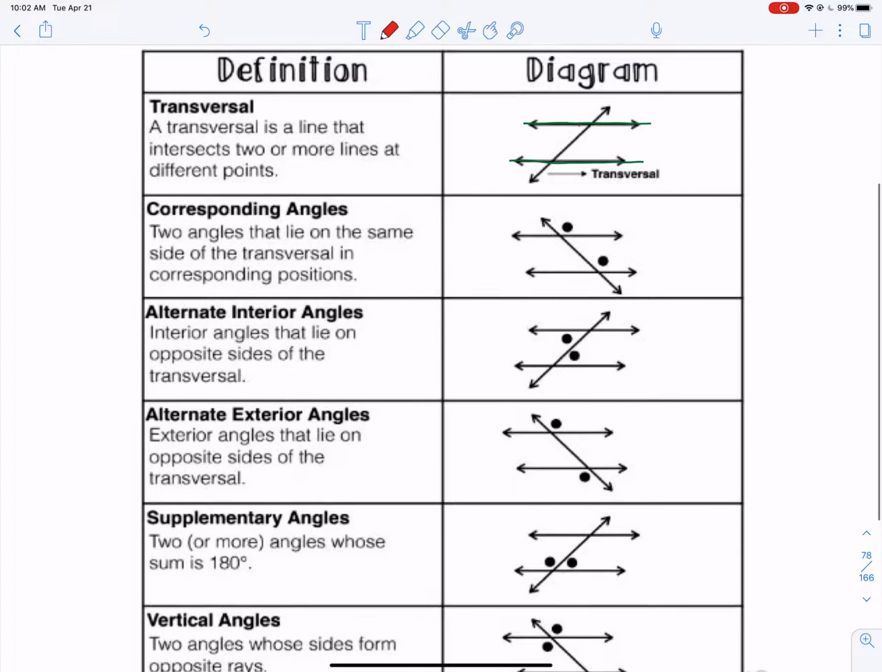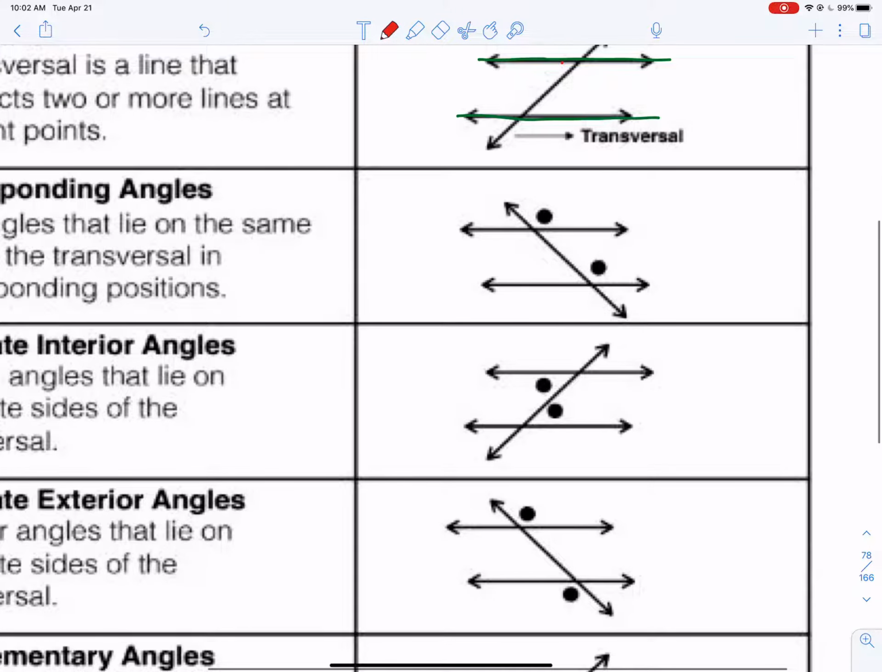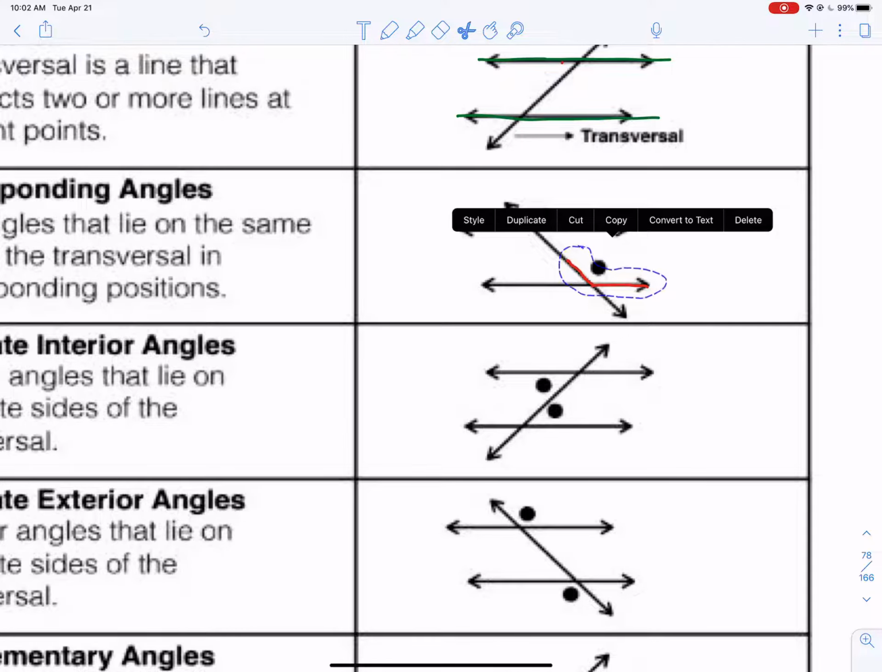So for example, corresponding angles. Okay, so if you took your tracing paper and you trace these two lines that make the angle, and then you move that down to this angle, you see it lines up perfectly. So those are the same angle measurement. So those are congruent angles.